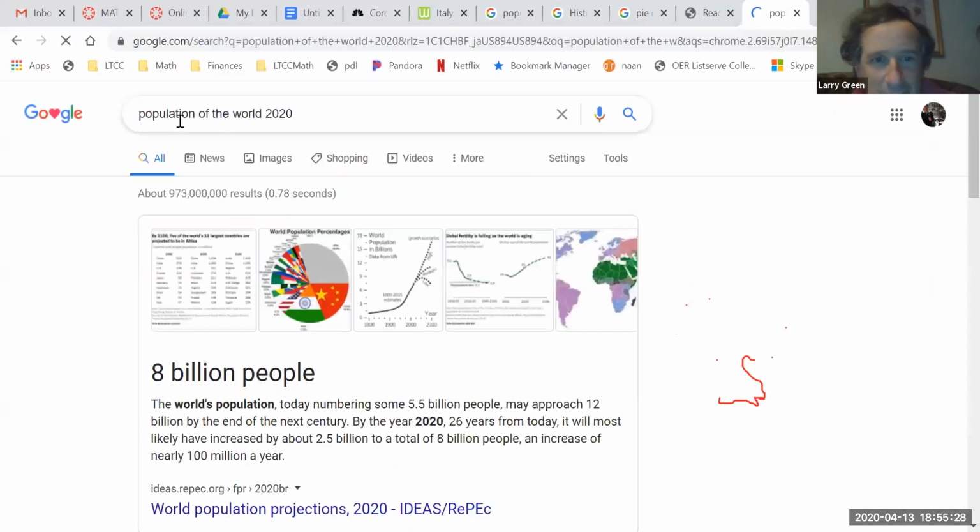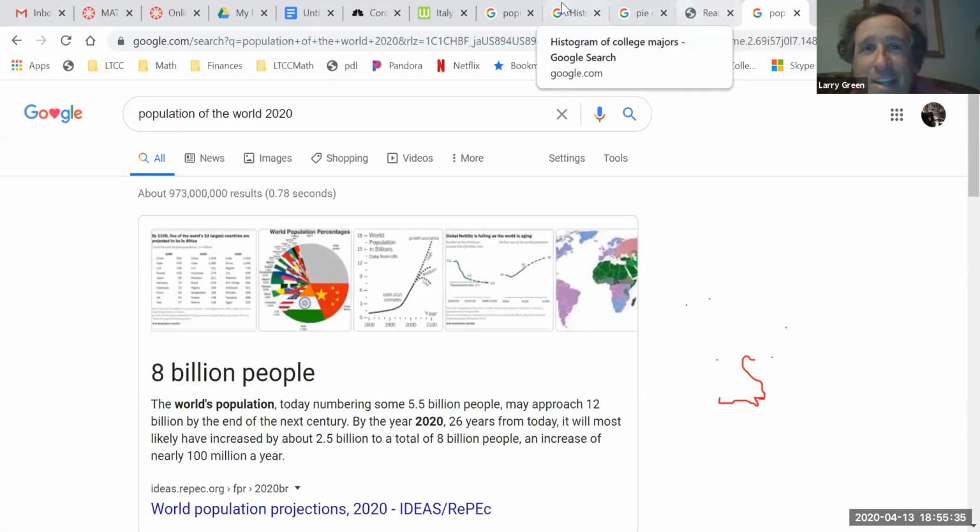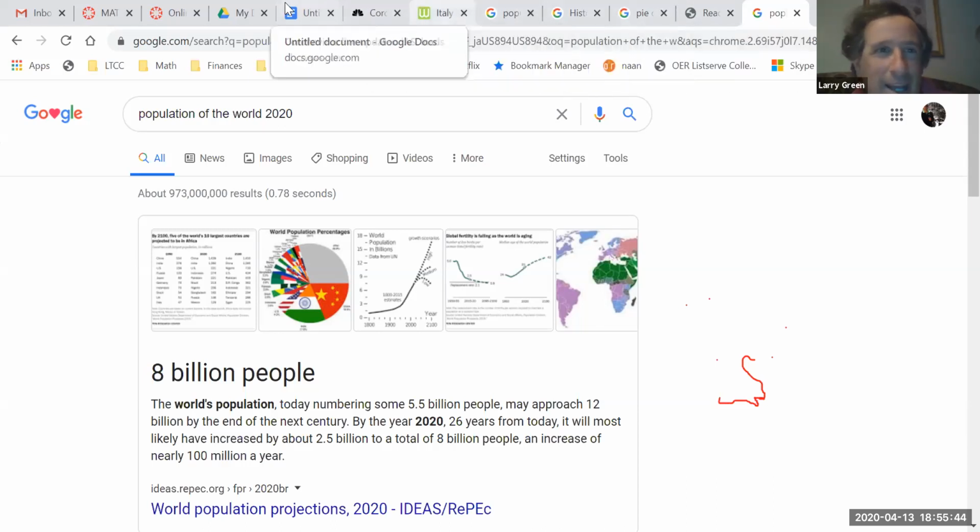How about the population of the world in 2020? 8 billion people. Okay. Yeah, we keep growing. Every time you blink your eye, there's a lot more. But by the way, we're not even close to 60 trillion. That would be the end of society, by the way. That would be very bad.